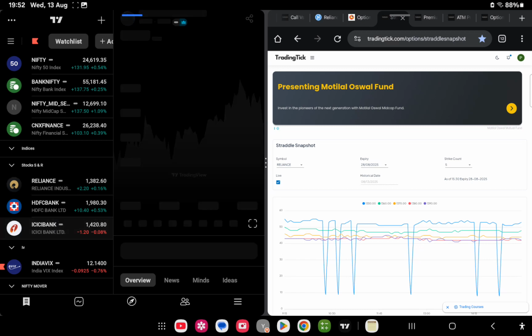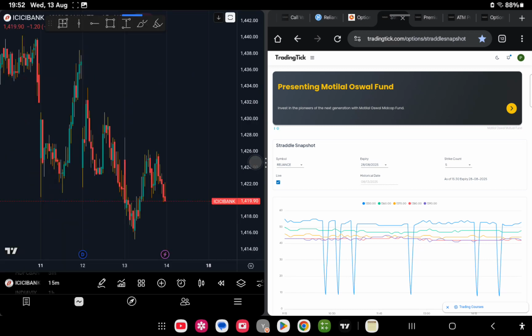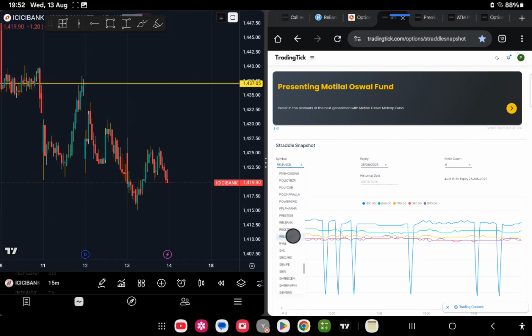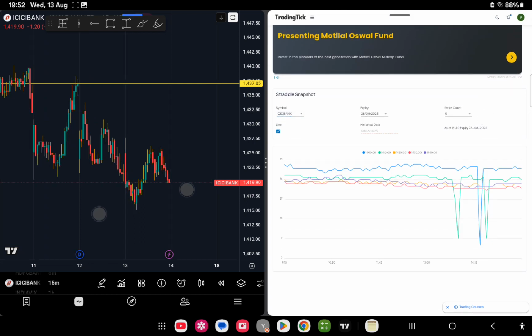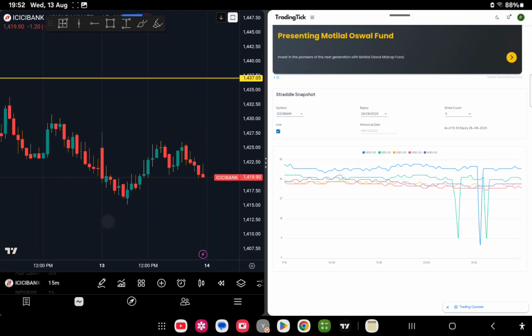Okay, I will just try to open ICICI if that opens. Okay, so we'll go to ICICI then. We'll come back to Reliance afterwards. Let me take ICICI Bank. So here ICICI Bank, you could see it was a complete sideways.